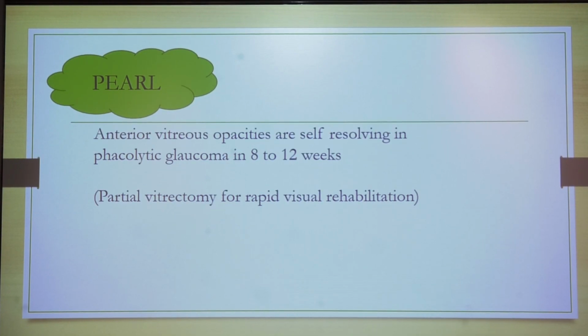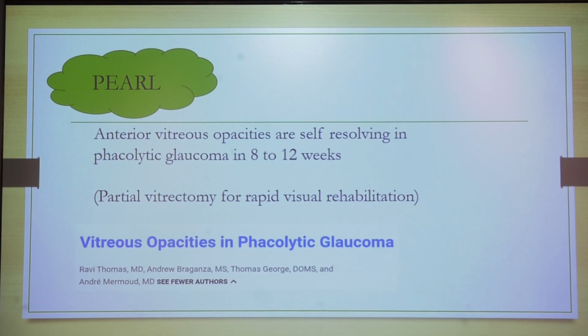Now about the vitreous opacities, many surgeons do a partial vitrectomy for rapid visualization. But these vitreous opacities are self-resolving in phacolytic glaucoma in around 8 to 12 weeks.